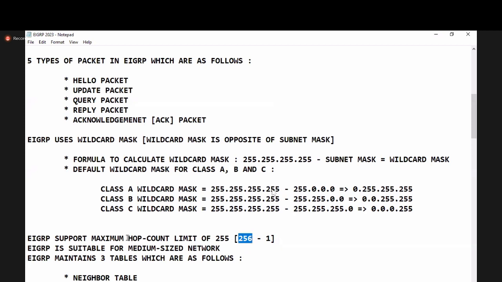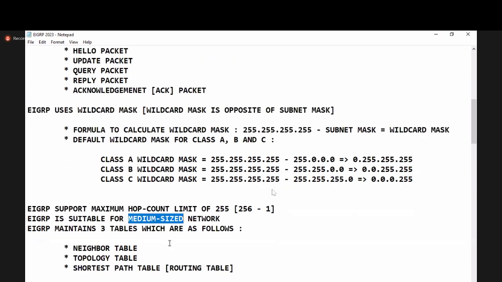But whenever we calculate the hop count, that is always minus 1 of the total number of routers. So that is the maximum number of routers, 256 minus 1 is your 255. So up to 255 hop count limit, you can perform routing with the EIGRP. That is why we always use it in medium-sized networks to perform routing. Small network, RIP, you can use static routing also in small networks, but medium-sized network always go for EIGRP.